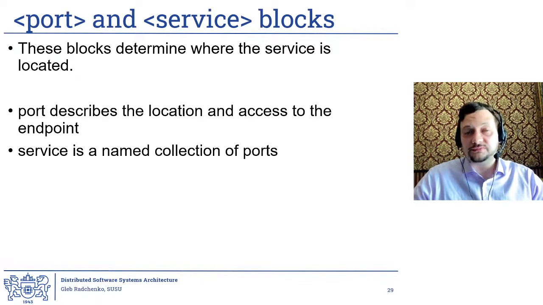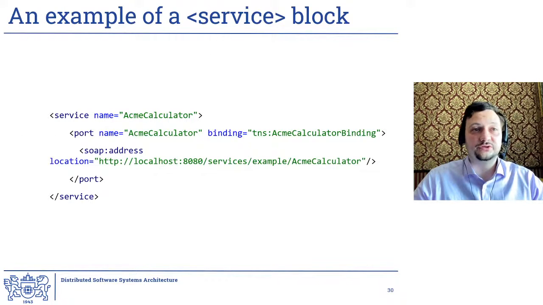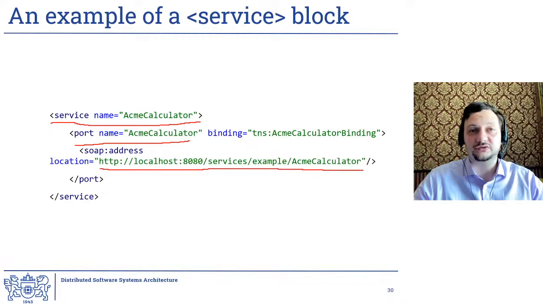Port and service blocks. These blocks determine where the service is located. Port describes the location and the access of the endpoint, and service is a named connection of ports. So we have one service and one port in our example, and this service and this port are located at this URI.